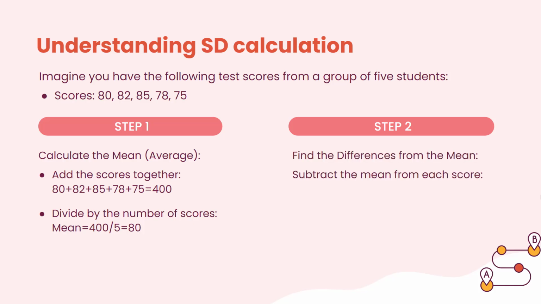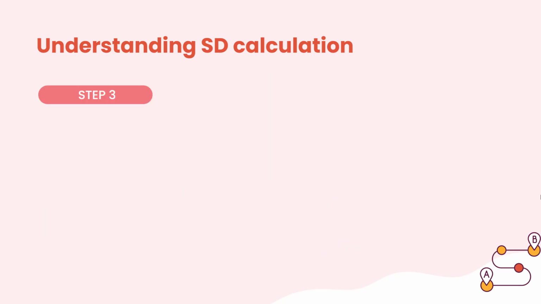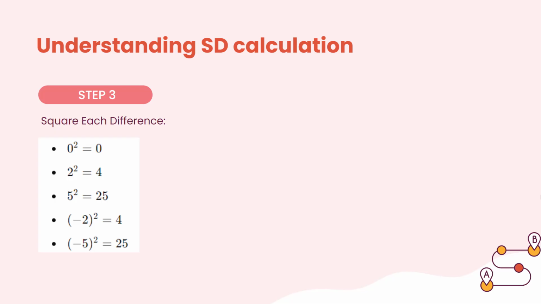Second step is to find the differences from the mean. You have to subtract the mean from each score. Hence, 80 minus 80, 82 minus 80, 85 minus 80, and so on. Step 3 is to square each difference that we got in the last step. 0 squared, 2 squared, 5 squared, and so on.